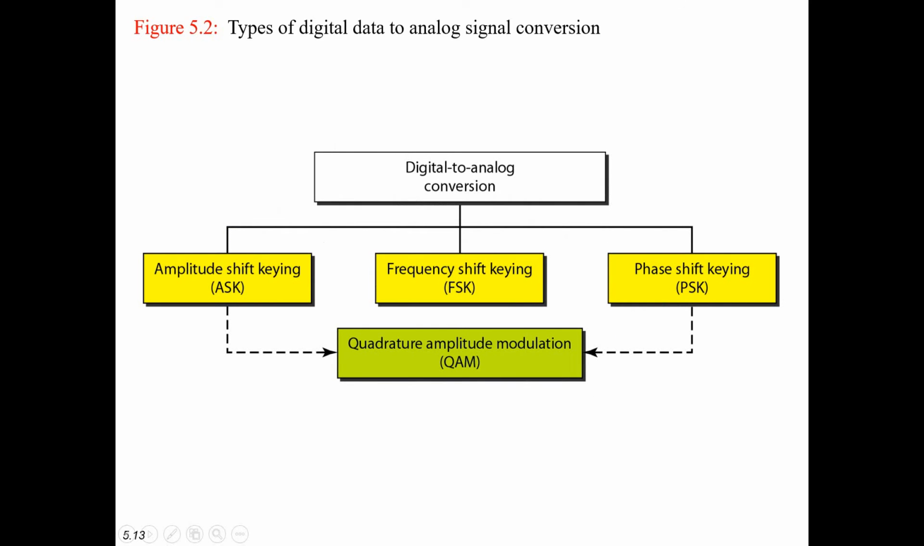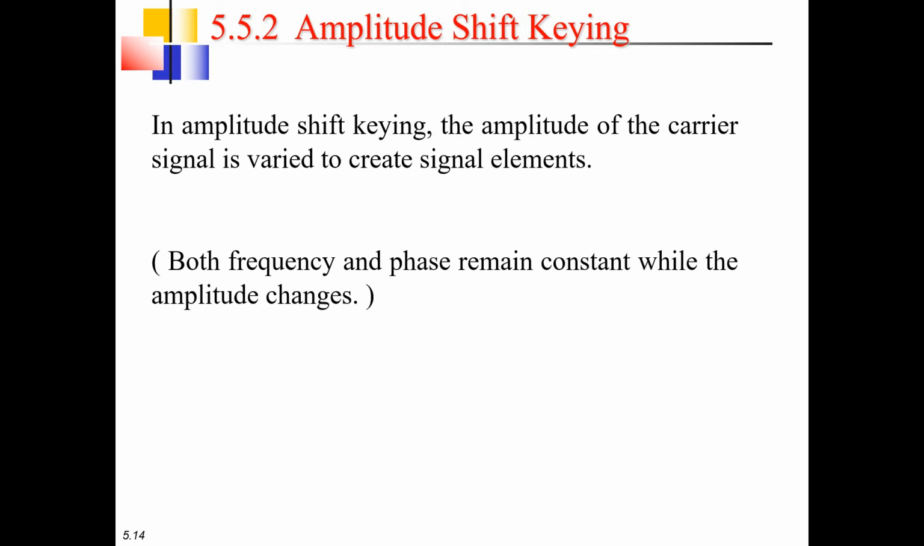Hello, welcome back. Let us learn about amplitude shift keying. That is one of the digital to analog conversion techniques in data communication. In amplitude shift keying, the amplitude of the carrier signal is varied to create signal elements, while both frequency and phase remain constant.